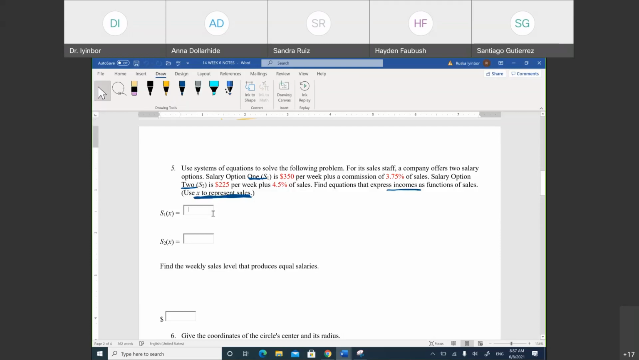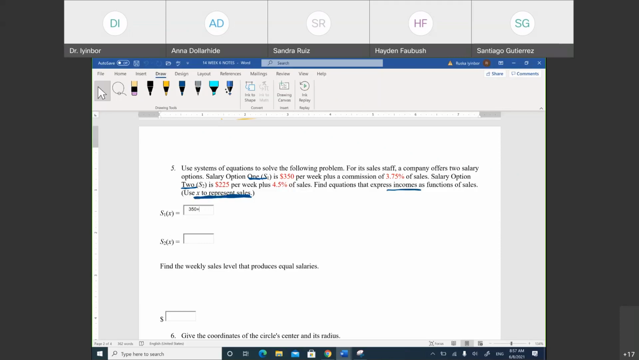Okay, so what's option 1? Can you say it one more time? 350 plus 3.75x. Okay, you're almost there. Now, let's think: if you find percent of the sales, are you going to multiply by 3.75 or the decimal form of 3.75? The decimal form. Good job.